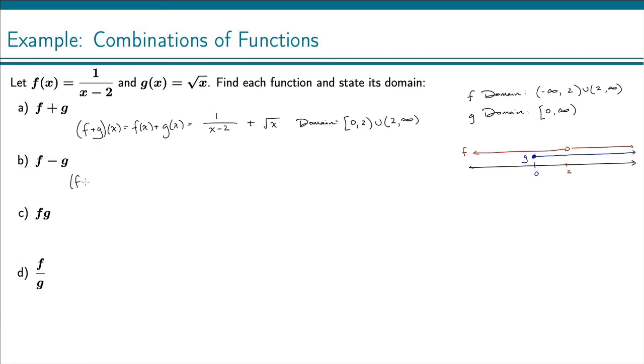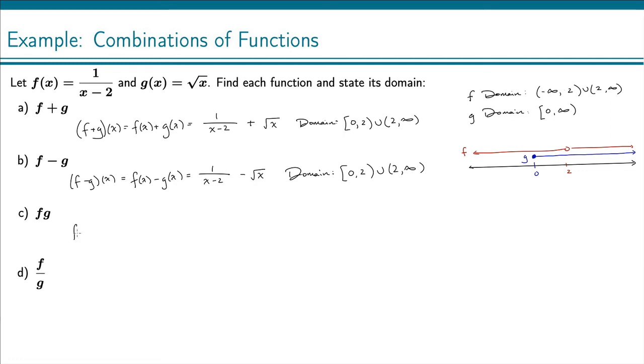Now for f minus g, it's nearly identical. We subtract our two functions, f of x minus g of x, and so we just get 1 over x minus 2, minus the square root of x. And the domain for that, of course, is the same. Okay, the domains for the sum, difference, and product are all the same. So that's 0 to 2, union 2 to infinity.